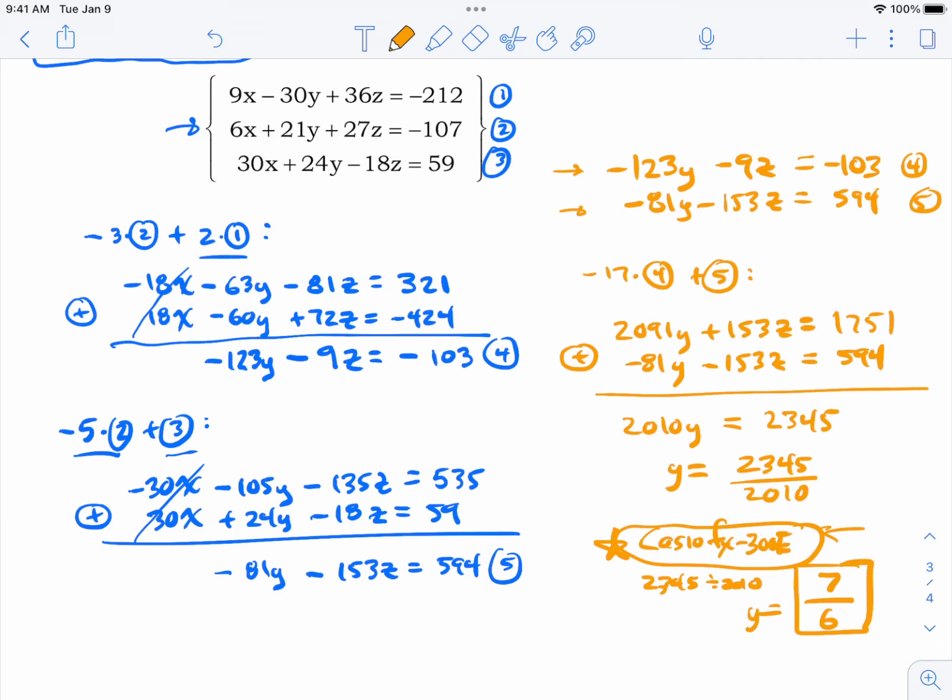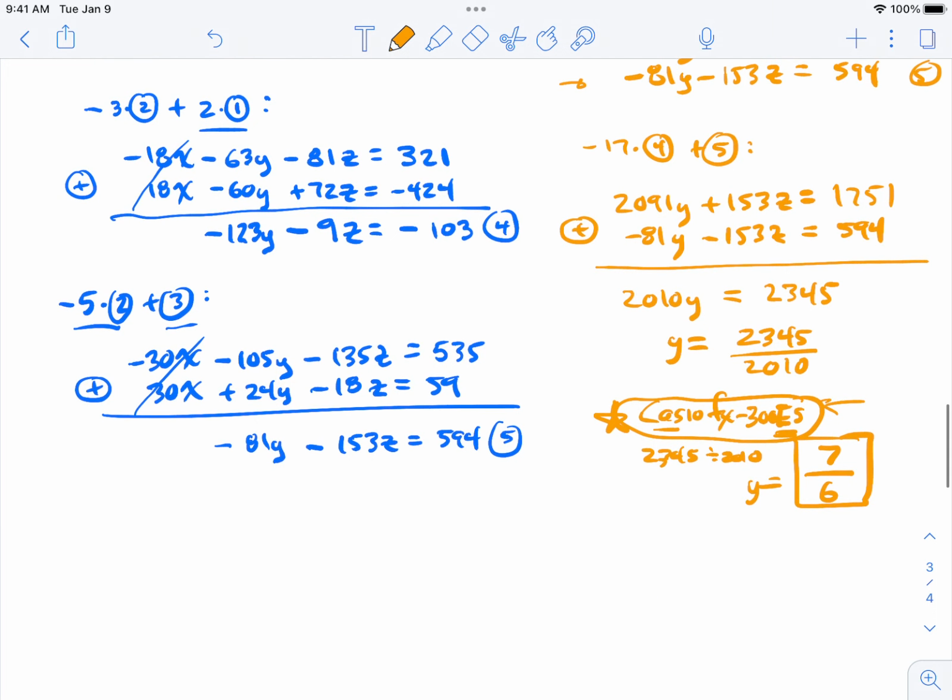300, and the most important part, besides Casio, is ES. Casio FX300 ES. Oh, wonderful, wonderful calculator. So, now that we got Y, what do you say we go back and get Z? Scroll up a little bit.